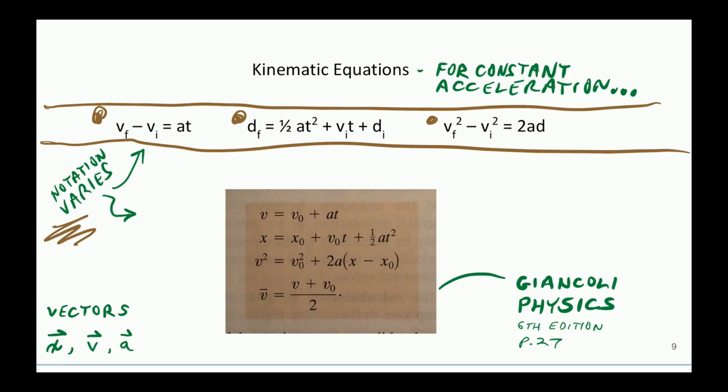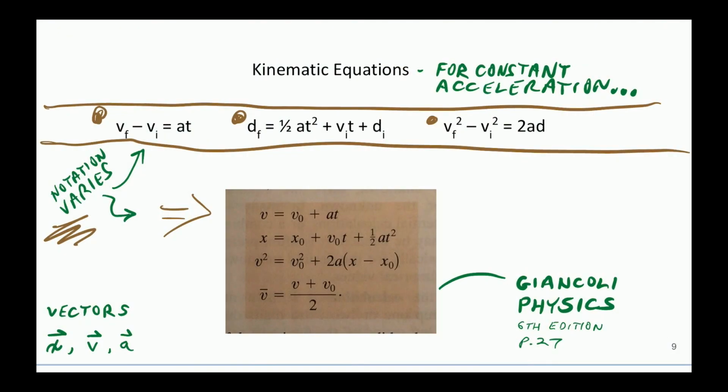I tend to use this one on the bottom. I got it from the John Coley Physics 6th edition. Let me hold that up for you. You may have seen this book. I'm a huge fan of this book. Highly recommend that you browse around, learn what you can. There's a lot of good stuff in there, including page 27, where you will see these equations written.